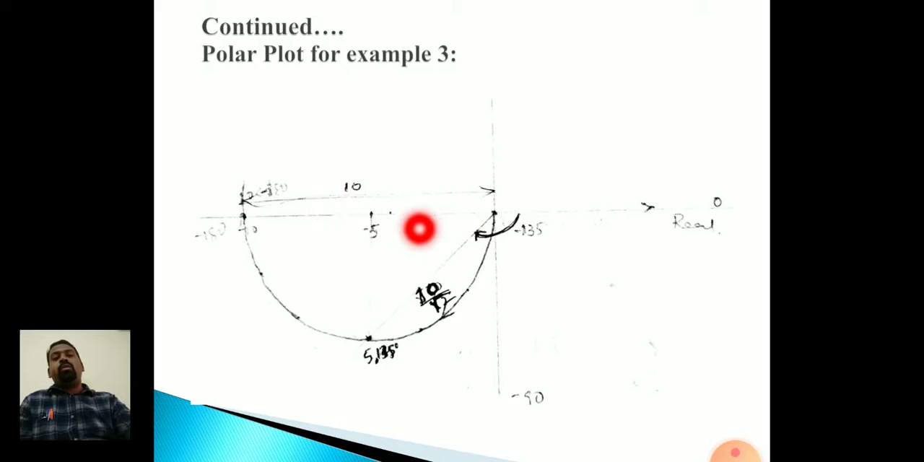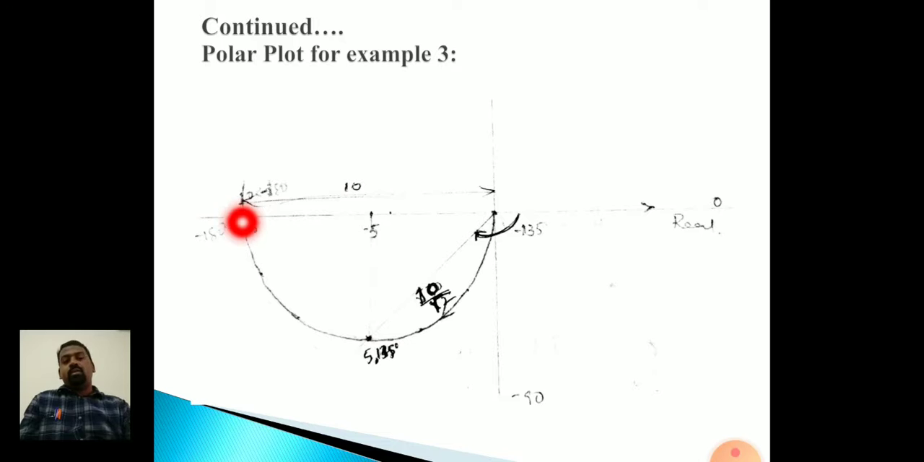So in between one more term, as omega equal to 1, that is this 10 by root 2. This is 10 by root 2 at a degree of minus 135. That is clockwise direction. You have to take minus 135 clockwise direction. That is the 3rd point. So with these 3 points, first point is this one.